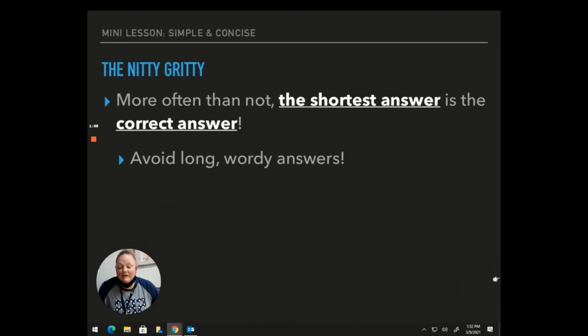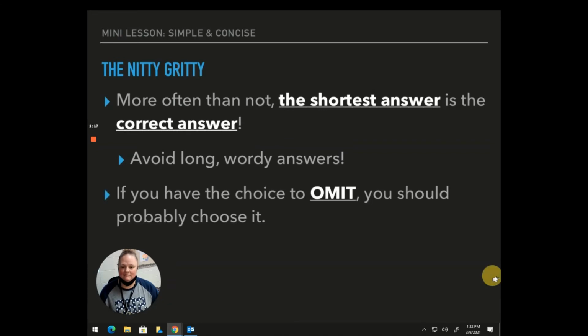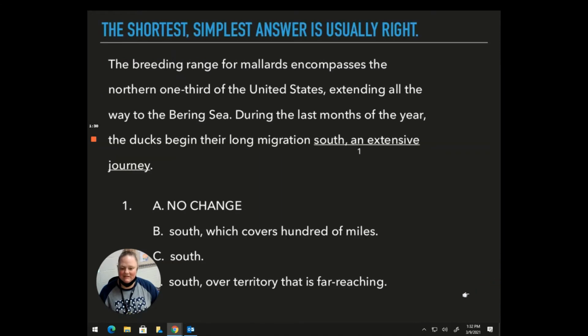Okay, avoid long, wordy answers. The ACT does not like wordy answers. Simple and concise. Remember that, simple and concise. If you have the choice to omit, you should probably choose it. Omit means delete or to take out, okay? If that is the option, you should probably choose it. 80% of the time, omit is the correct choice. Okay, 80% of the time.